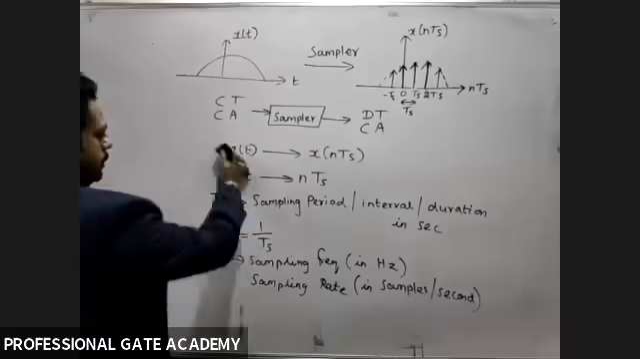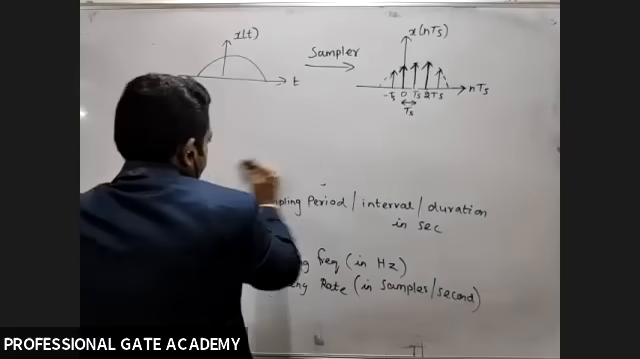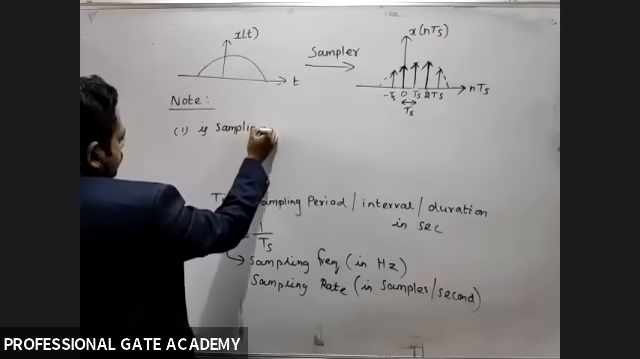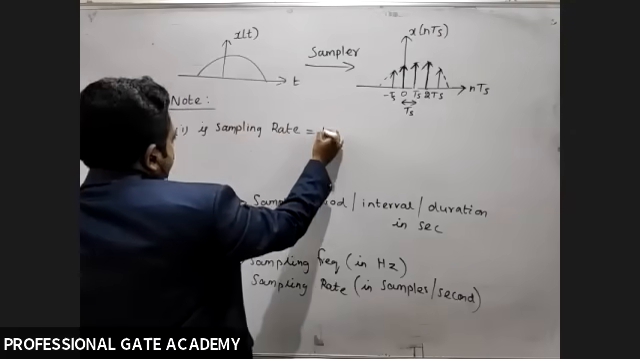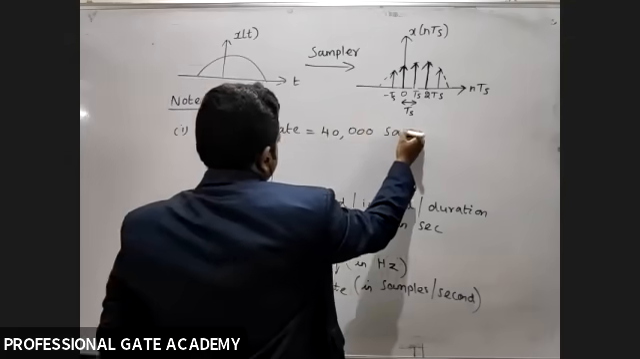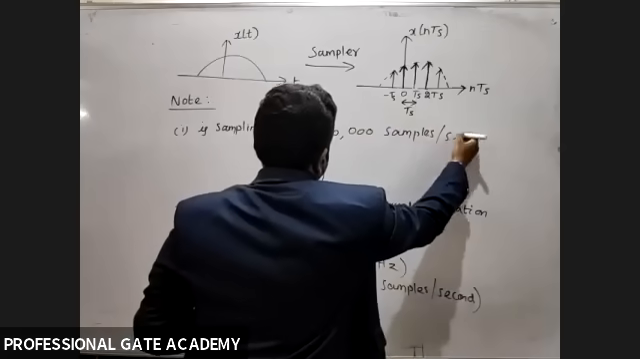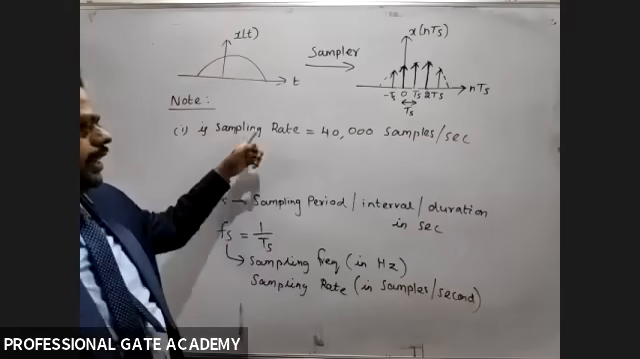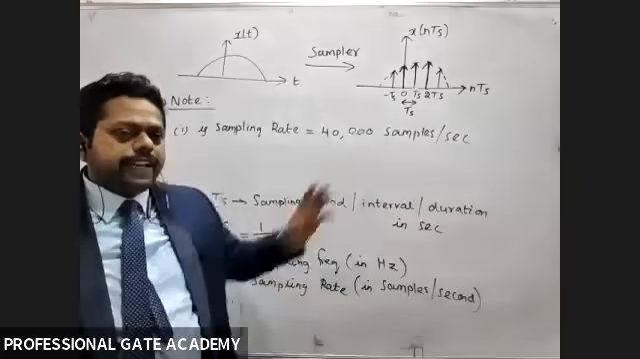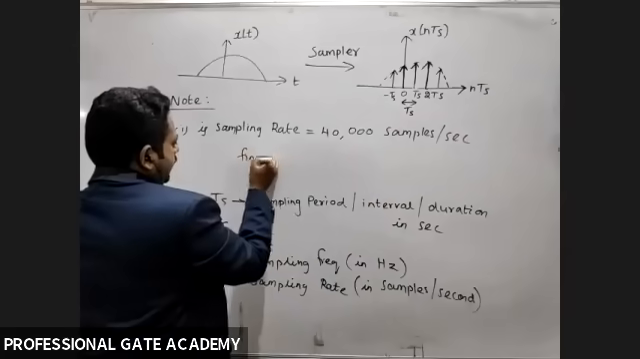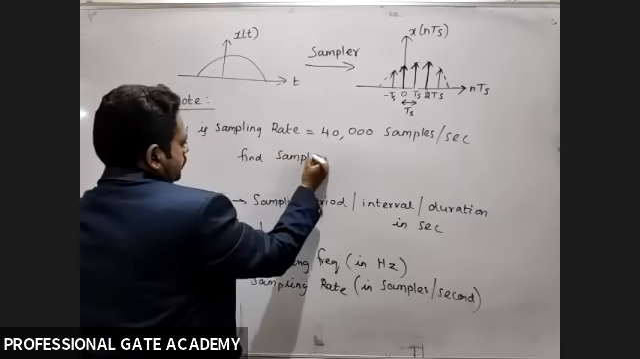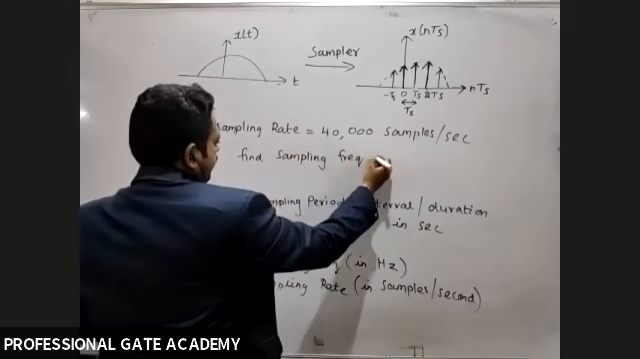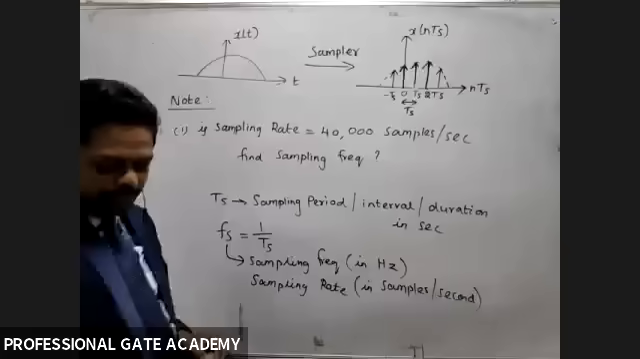Now take note of this point. If the sampling rate equals 40,000 samples per second, find the sampling frequency.